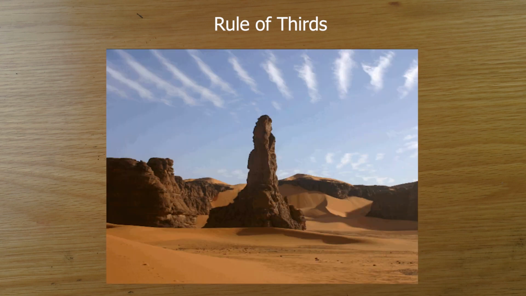Okay, so the simplest and most basic compositional technique to learn is the rule of thirds. And this is just about splitting up any picture, any image, into thirds, either horizontally or vertically. Let's look at this image here. So this is just a landscape scene with a rock in the center.